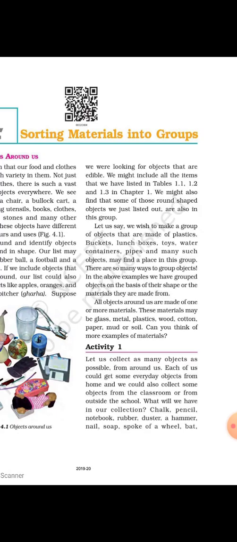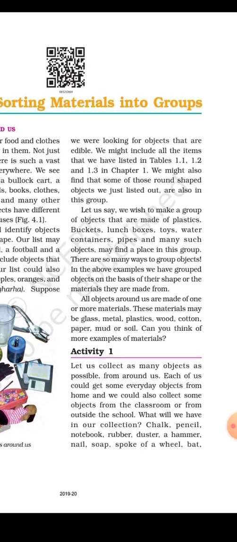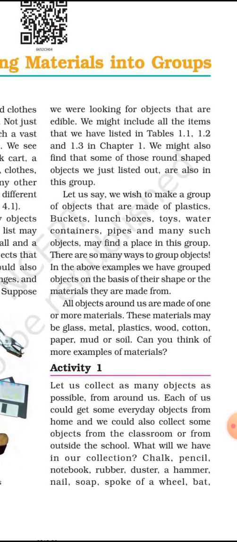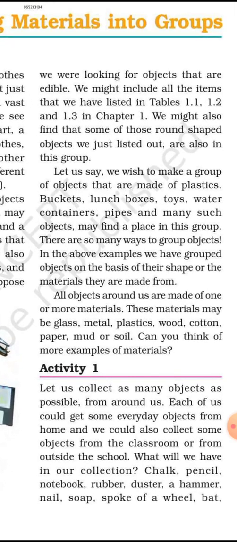Next, let us say we wish to make a group of objects that are made of plastic. We are going to see that now. They are buckets, lunch boxes, toys, water containers, pipes, and many other examples.